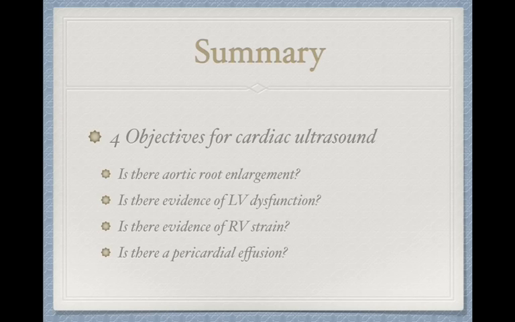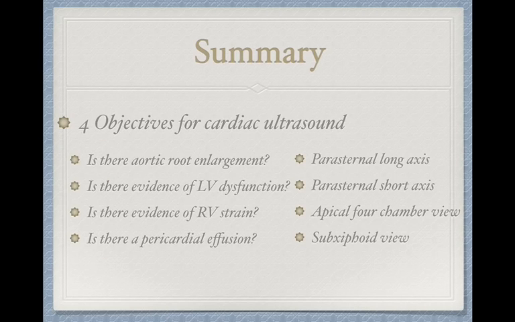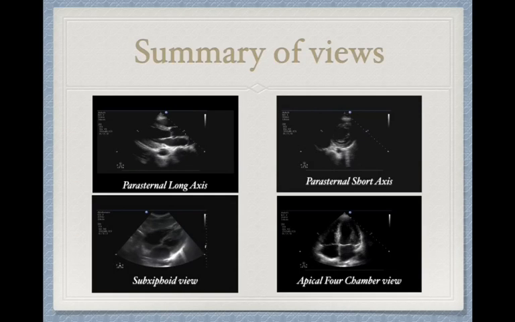Okay, so remember the 4 objectives of cardiac ultrasound. We're looking at, is there aortic root enlargement? Is there evidence of LV dysfunction? Is there evidence of RV strain? And is there a pericardial effusion? And we can pair these up with our 4 cardiac views. So keep it simple and work through those 4 views in sequence while trying to answer these 4 clinical questions.